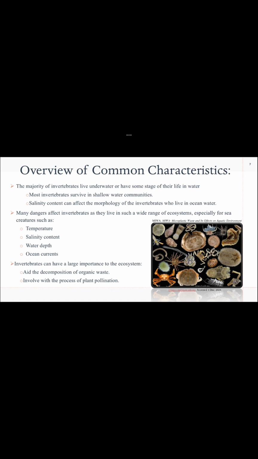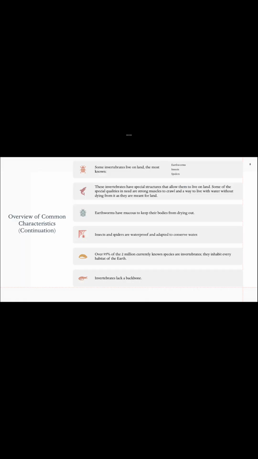Invertebrates can have a large importance to the ecosystem, such as aiding the decomposition of organic waste and being involved with the process of plant pollination. Some invertebrates live on land. The most known are earthworms, insects, and spiders. These invertebrates have special structures to allow them to live on land. Earthworms have mucus to keep their bodies from drying out. Insects and spiders are waterproof and adapted to conserve water.